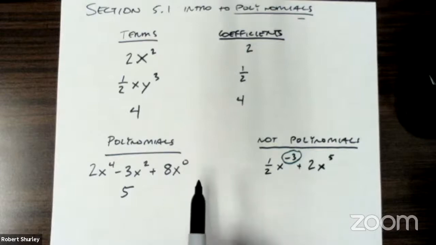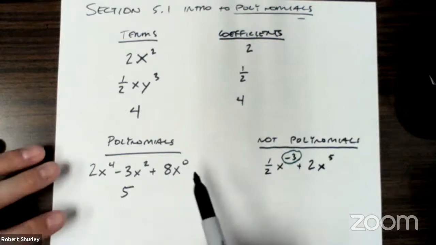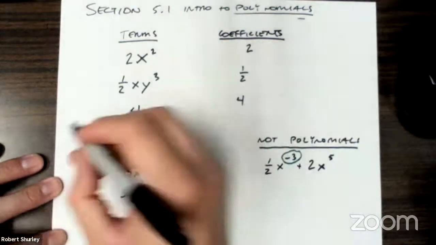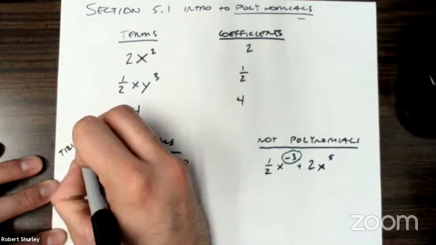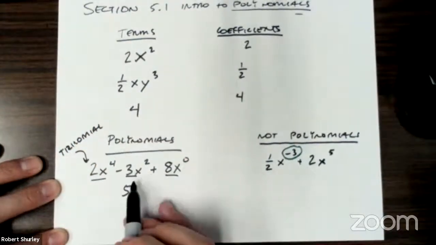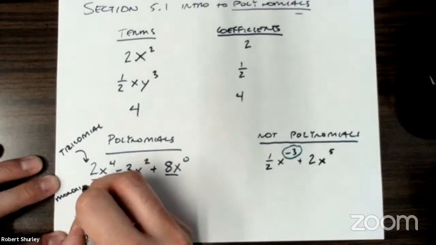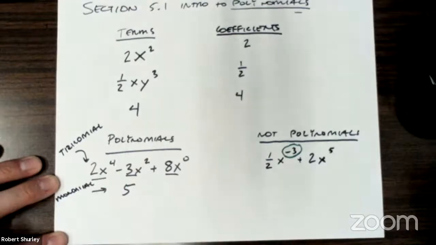Okay, well, I should start defining these. Where did your book do that? I don't remember seeing it. Oh, yeah, okay. So this guy right here is considered a trinomial because there's 3 terms. Okay, this would be considered a monomial because there's 1 term, right? Monomial. Because there's 1 term.